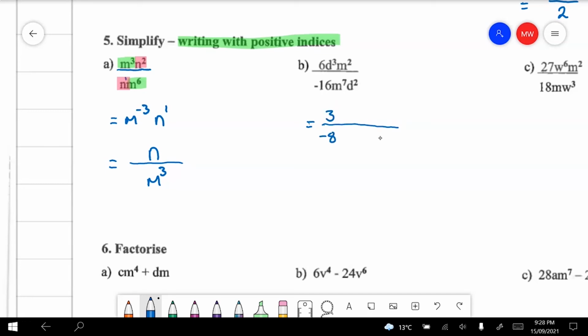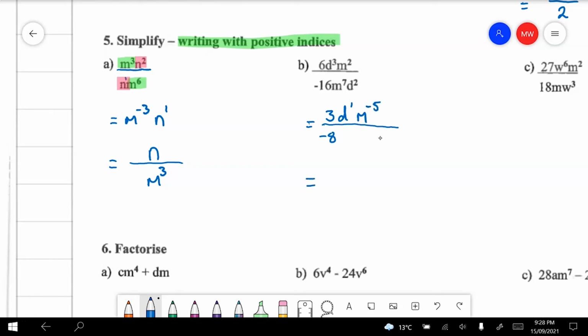And now let's sort out the letters. We've got d to the 3 divided by d to the 2, so d to the 3 minus 2, which is 1. And then m to the 2 divided by m to the 7 means I've got m to the 2 minus 7, which makes minus 5. So let's tidy this up.